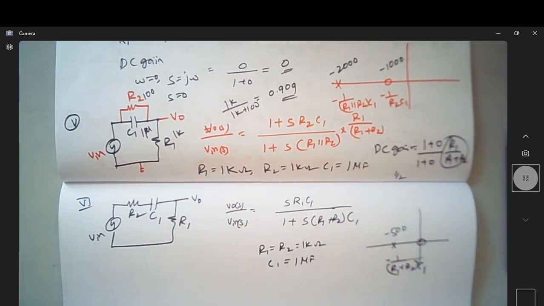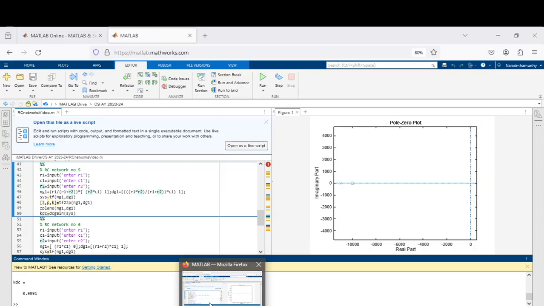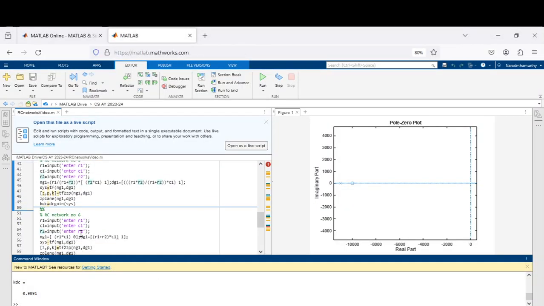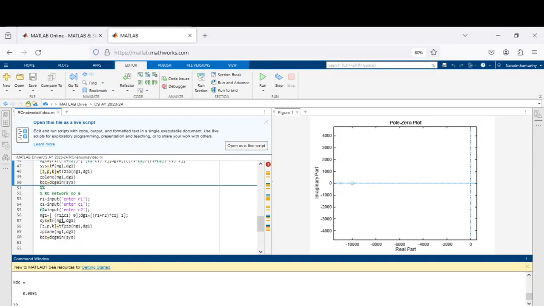Let me go here. This is my sixth network. See the transfer function. In the numerator, you have the coefficient of S power 1 as R1 C1 and the coefficient of S power 0 is 0. In the denominator, the coefficient of S is (R1 plus R2) into C1, whereas the coefficient of S power 0 is 1. So upon doing this, now I will run this.